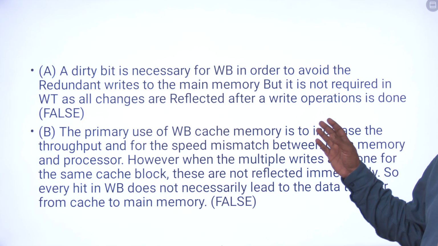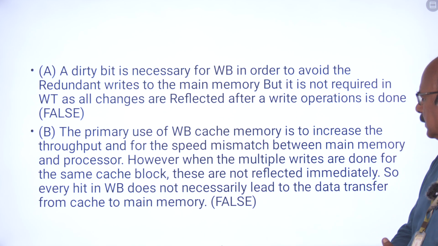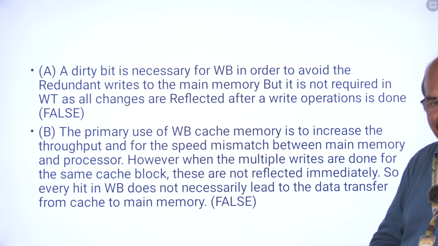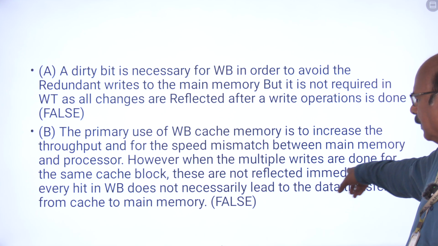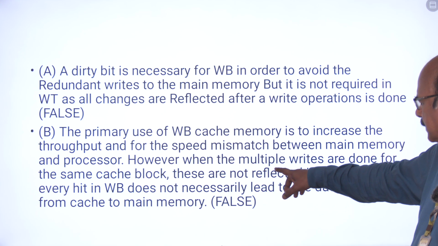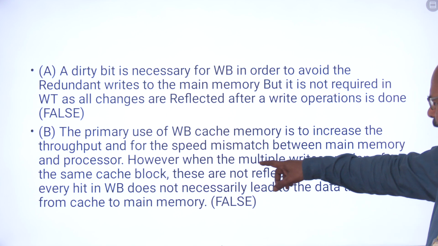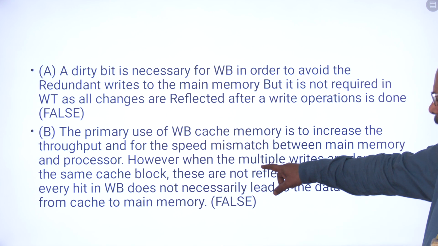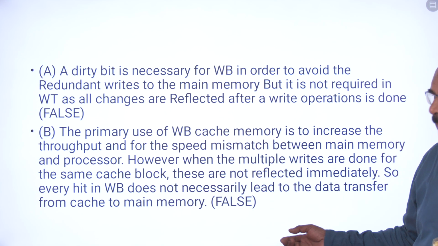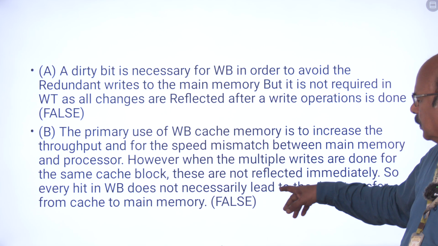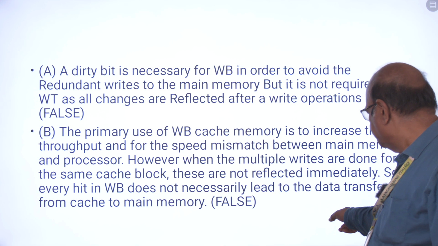Next, the use of a write back cache is to increase the throughput and to handle the speed mismatch between main memory and processor. However, when multiple writes are done to the same cache block, these are not reflected immediately, so every write hit in WB does not necessarily lead to a data transfer from cache to the main memory. According to that, this statement is false.